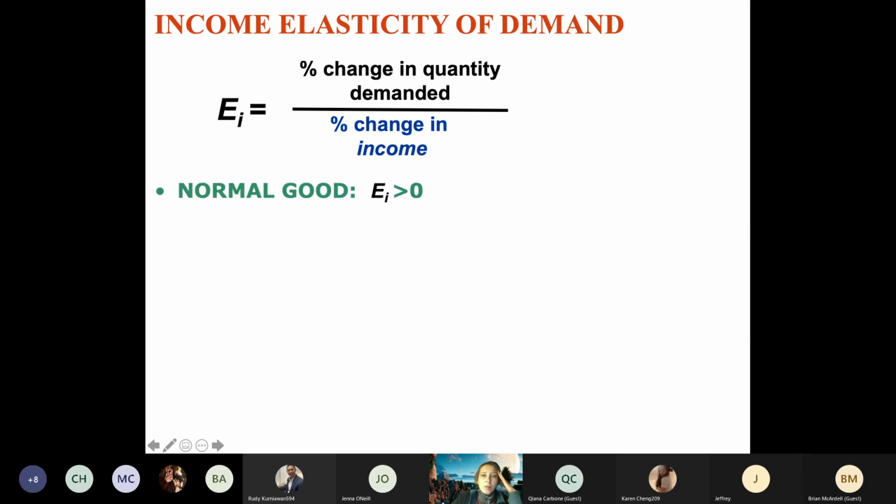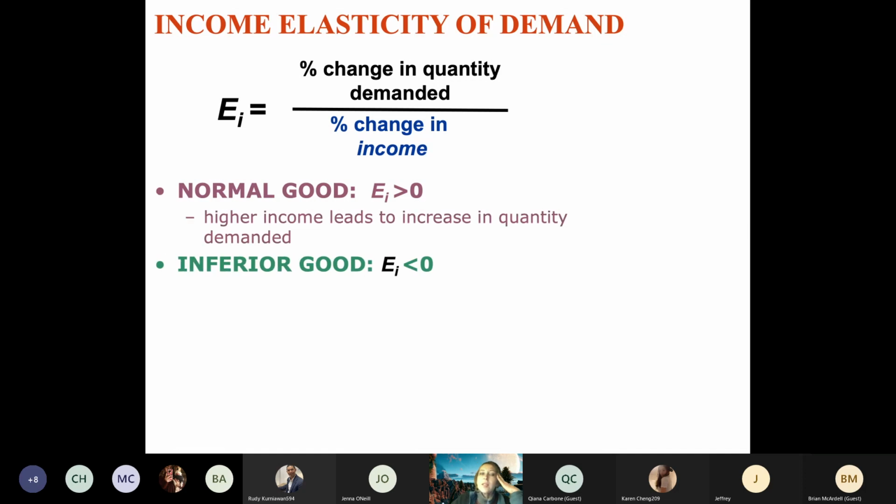If your income goes up by 10%, everything that you will buy more of is called a normal good. So we can define it in terms of income elasticity of demand. The percent change in the quantity you buy of coffee, tea, wine, of pretty much most foods will increase and not decrease as your income goes up, as long as it's a normal good. So higher income leads to an increase in quantity.